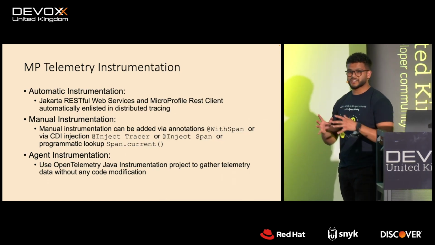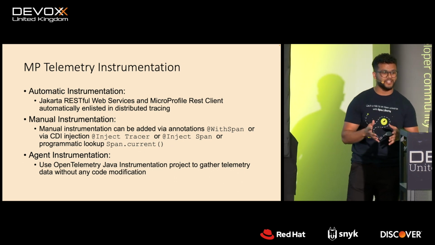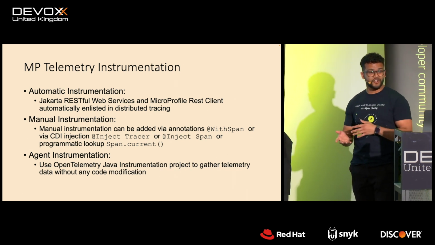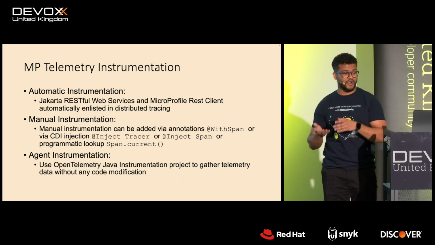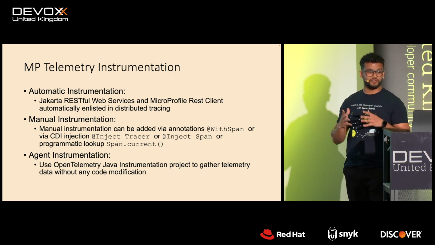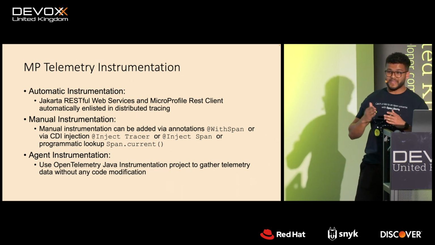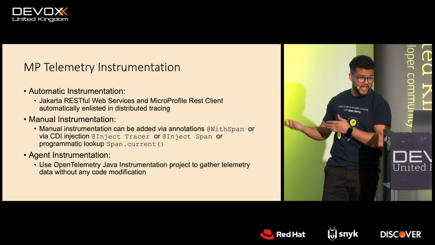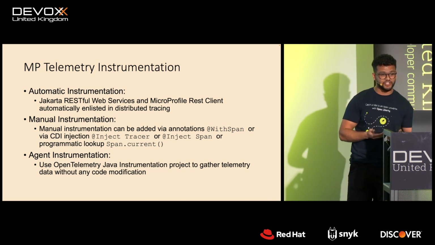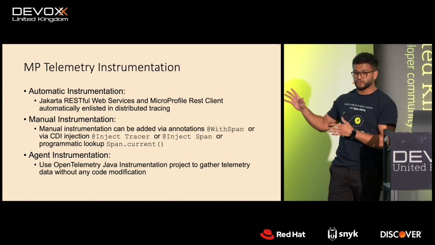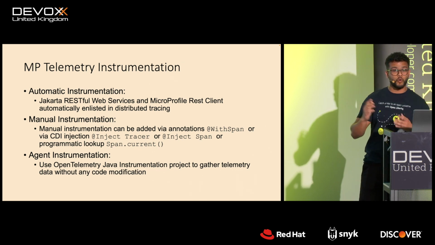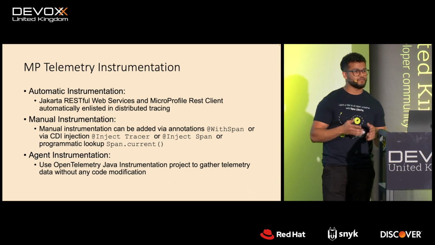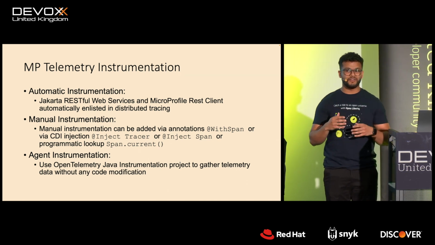Right, so what exactly are we looking at? There are 3 different types of instrumentation. We have automatic, manual, and agents. Starting with automatic, Jakarta RESTful web services and MicroProfile REST client are automatically enlisted in distributed tracing, so this works for you. Likewise, manual instrumentation can be added via annotations with @span or via CDI injections. And don't worry if this doesn't look too familiar to you, I will be showing it later in the demo. The one thing I won't be showing today is agent instrumentation, as this uses OpenTelemetry Java instrumentation projects to gather the telemetry data without need for any code modification.